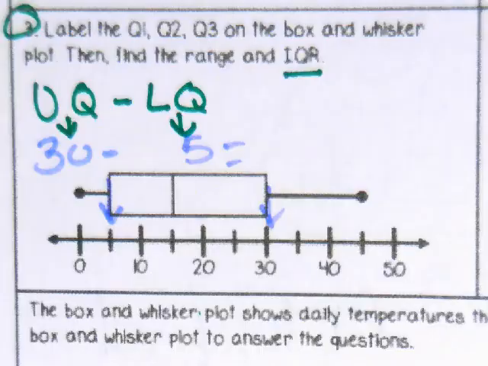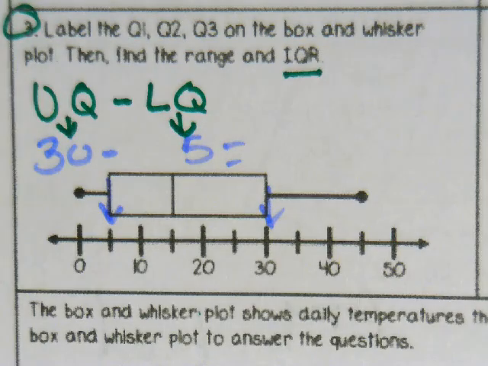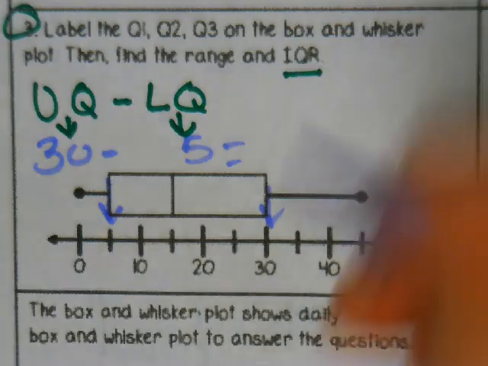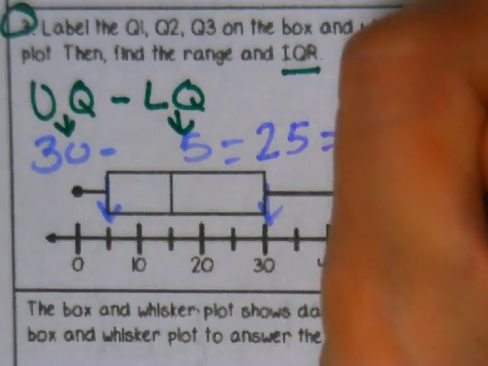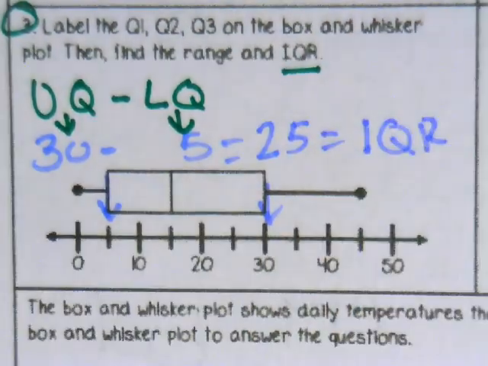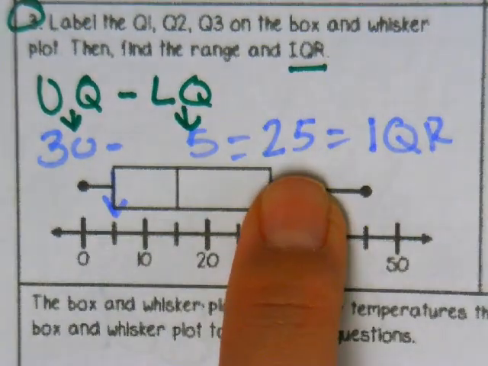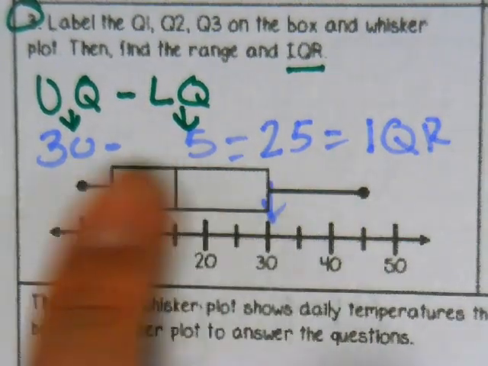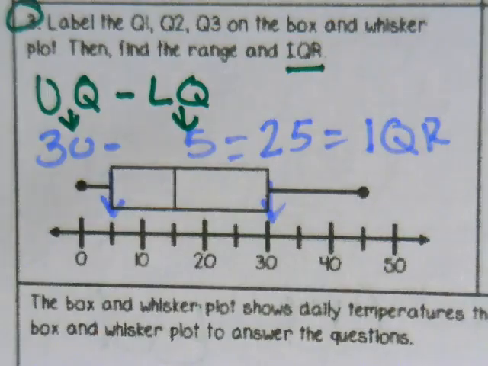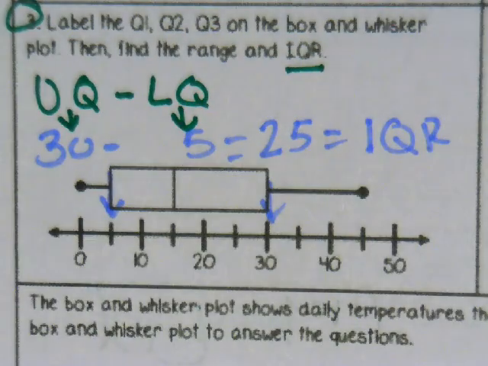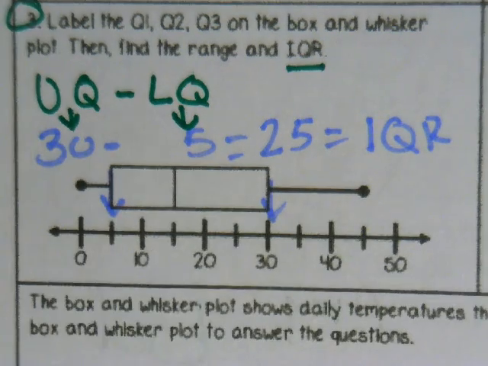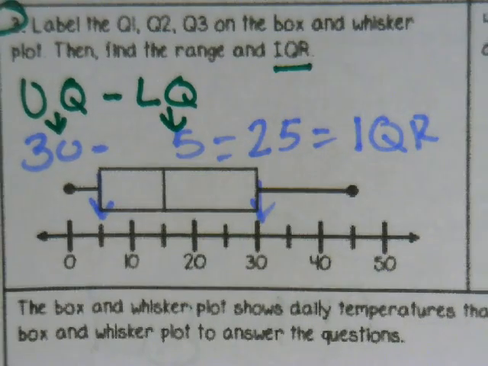Super hard math. Gio, what's 30 minus 5? 25. So my inner quartile range is equal to 25. Why? Because when I subtract 30 minus 5, I get 25. So my inner quartile range would be 25. Good? All right. If you were absent yesterday, I would strongly recommend you watching the little video.